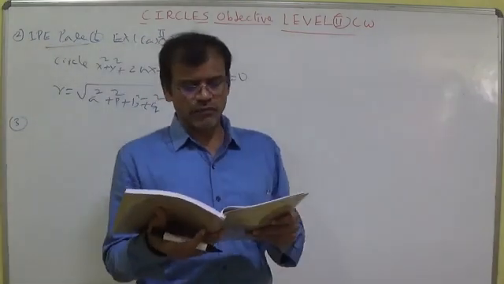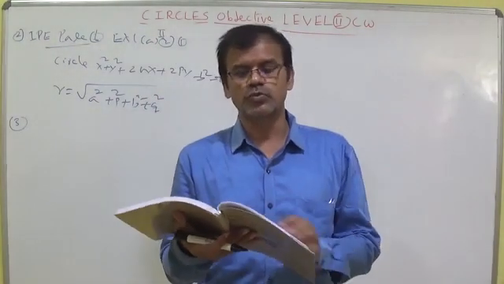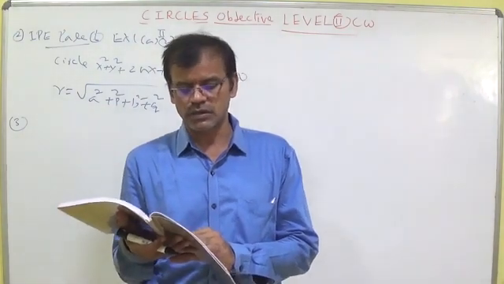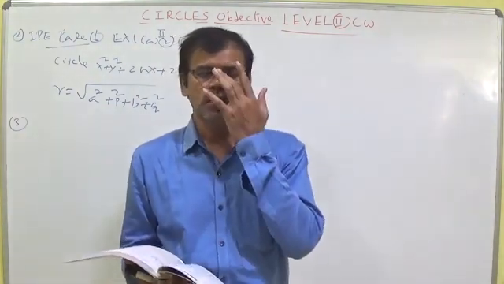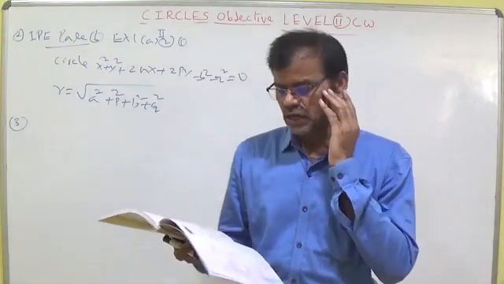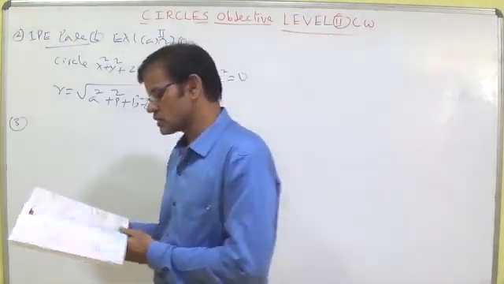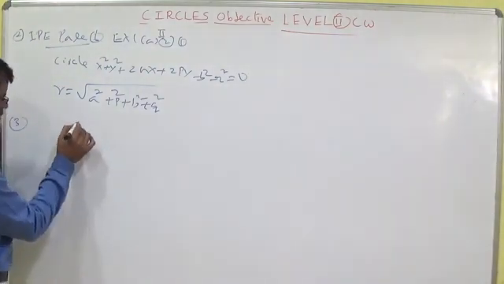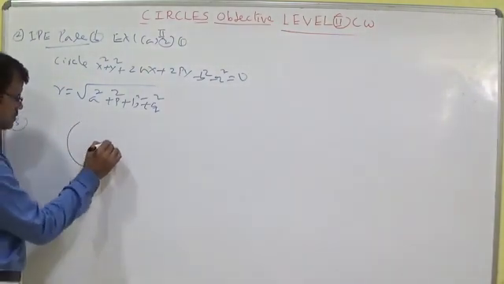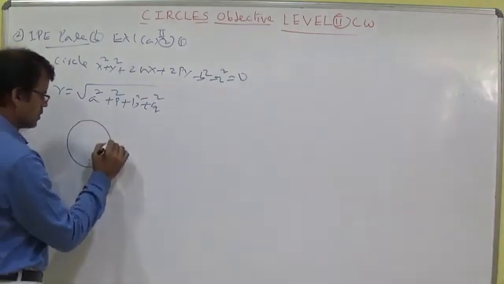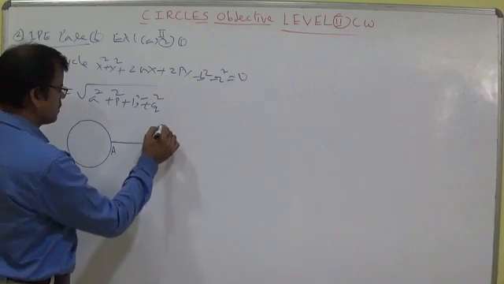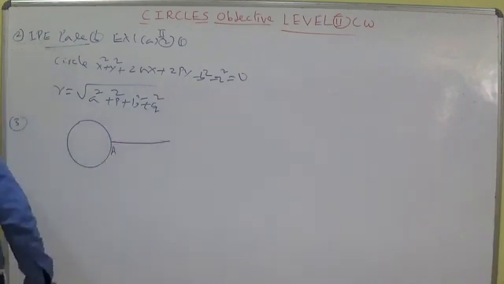A rod AB of length 4 units moving horizontally with left end A always on the circle. Here it is the hint: left end A lies always on the circle. Then he is asking the locus of the other end B. Draw a circle like this. This is A. Locus of other end he is asking.